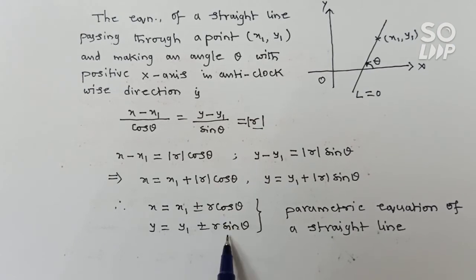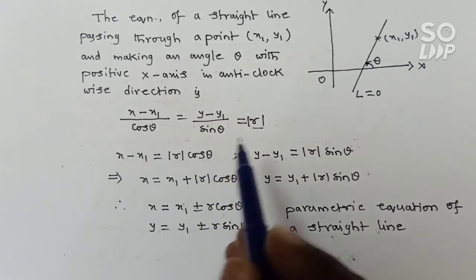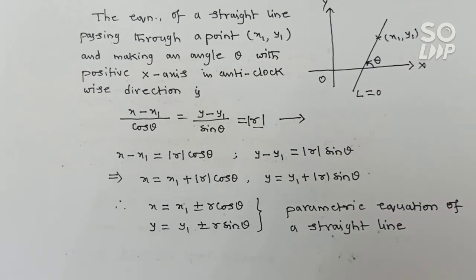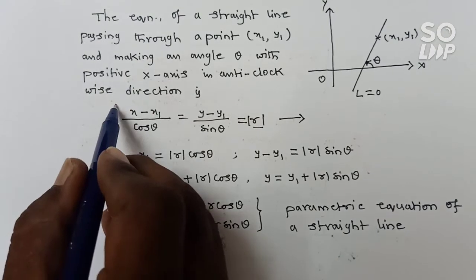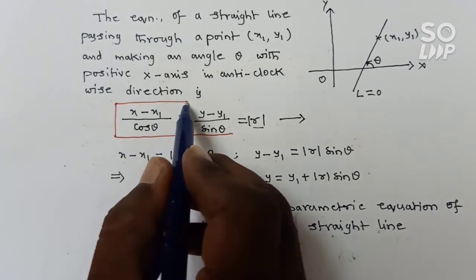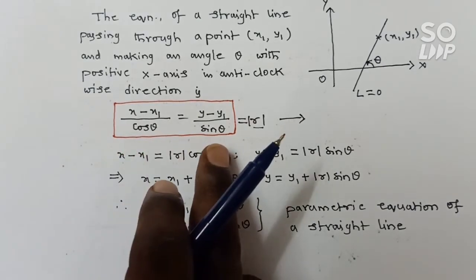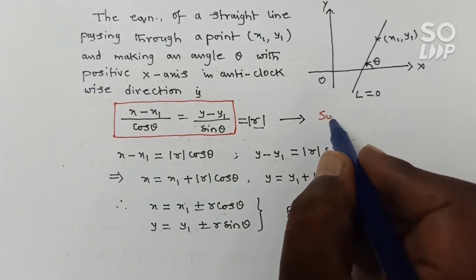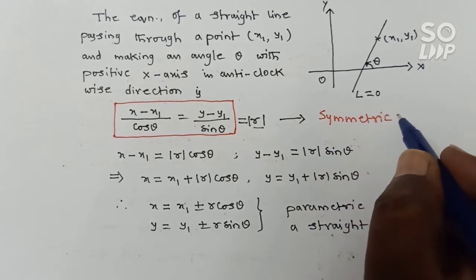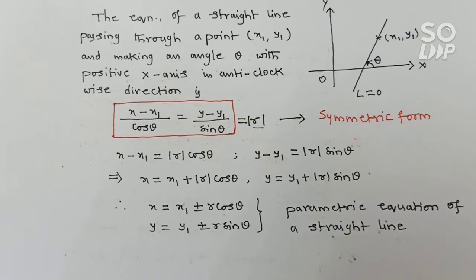By eliminating theta from these two, you can get this one again. This expression is called symmetric form. What is that symmetric form? (x minus x1) by cos theta is equal to (y minus y1) by sin theta. Only this equation is called symmetric form. This is the equation of the symmetric form or distance form.